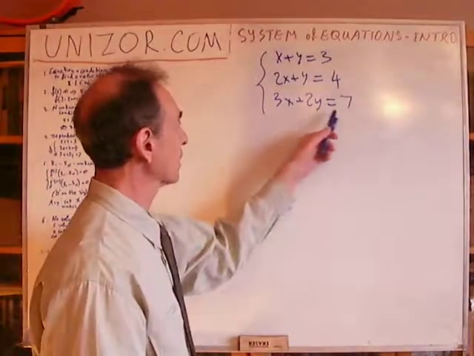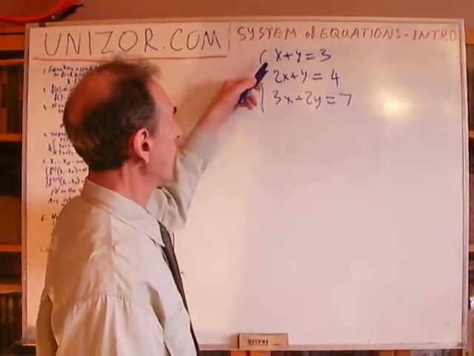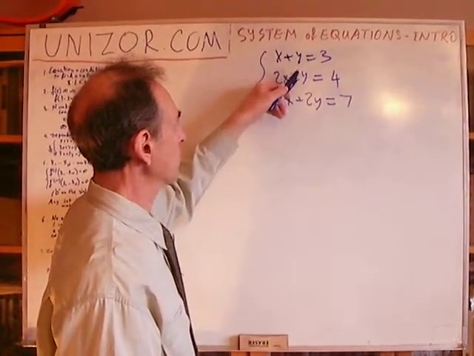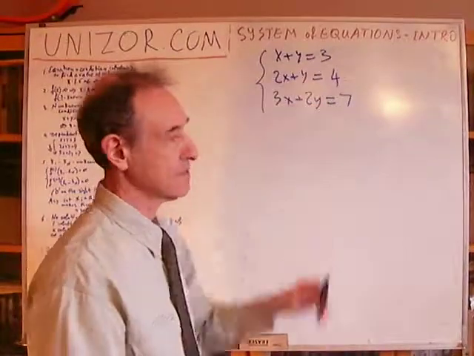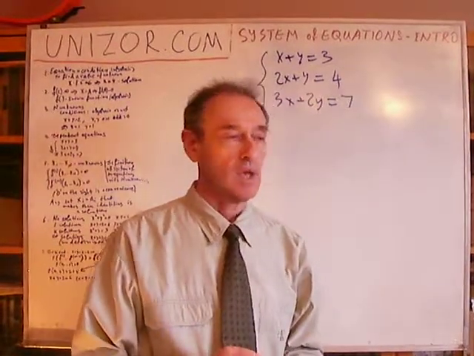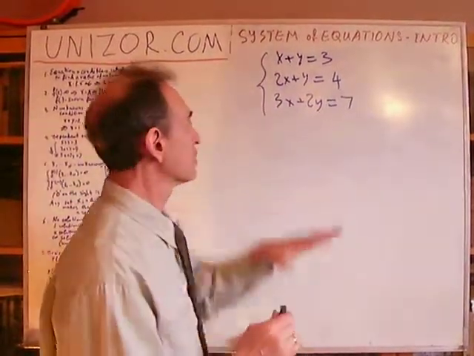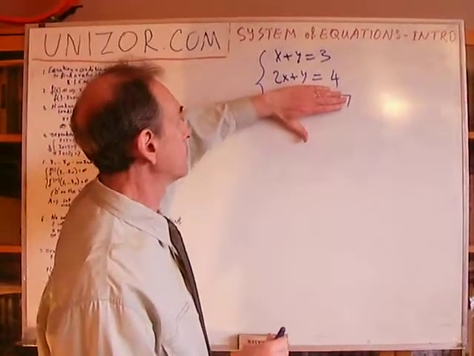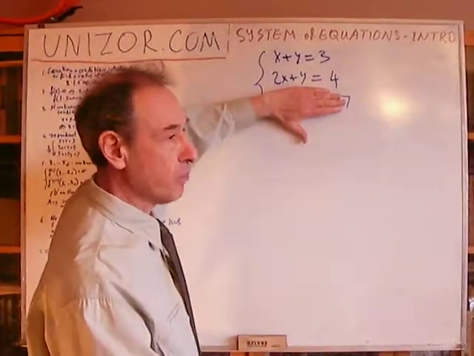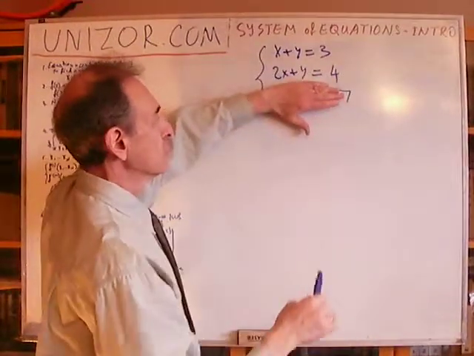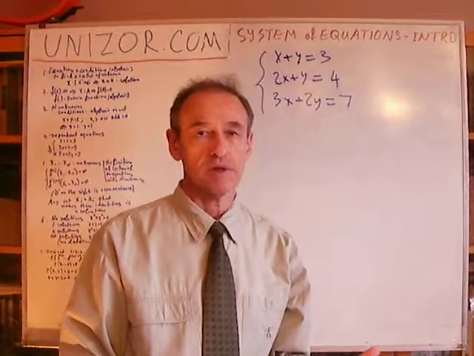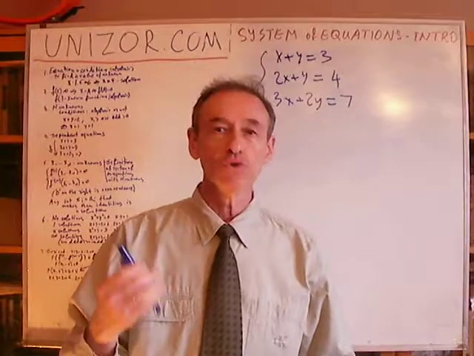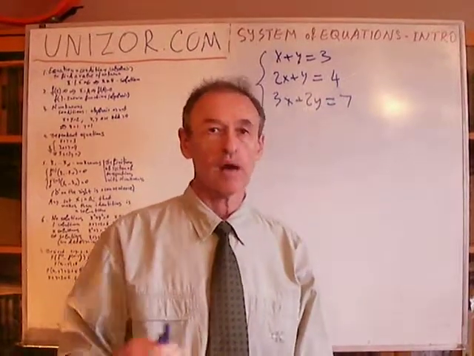Well, look at the third equation. If you add conditions 1 and 2 together, x plus 2x is 3x, y plus y is 2y, 3 plus 4 is 7. So what does it mean? If I found a solution to this system of equations, so if I found the value of x and the value of y which satisfy these two, this will be automatically satisfied. So this condition basically doesn't bring any new restriction onto our variables.